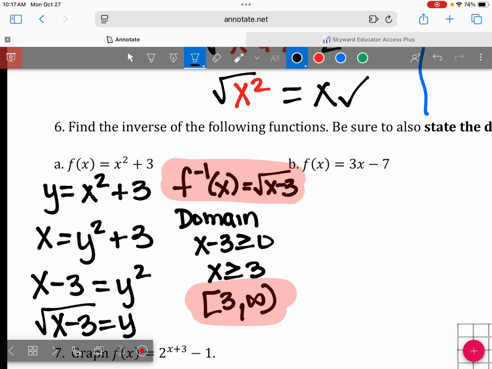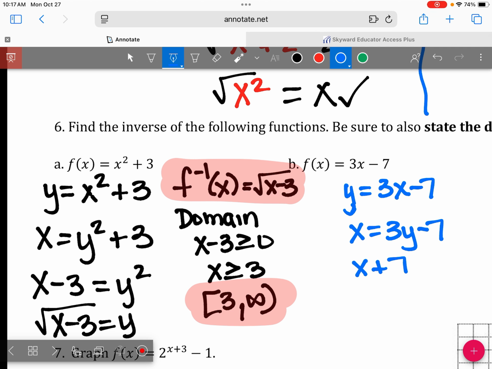All right, let's look at question B. For question B, I have y equals 3x minus 7. I don't have any red lights or exponents, so that's a pretty good sign for my domain. x equals 3y minus 7. I'm going to add the 7 and divide by 3. And that is how I get my inverse. And there aren't any red lights, so my domain is all real numbers.